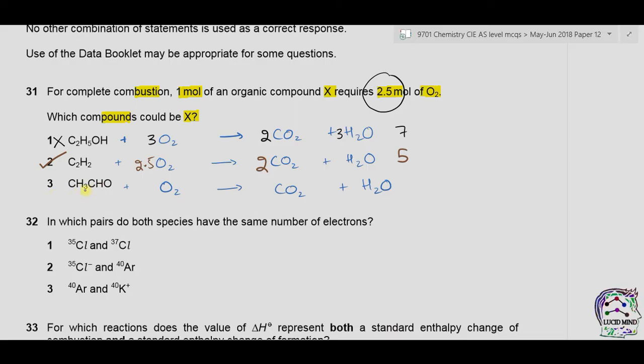In the third one we have 2 carbon atoms, so we can balance by using 2. 4 hydrogen atoms are present, so we can write 2 with water. Now 4 plus 2, 6 oxygen atoms are present in the product. 1 is present here, so we can write 2.5 with oxygen to make it 5 plus 1, it will be 6. So 3 is also correct. As both the second and third options are correct, the answer is therefore C.